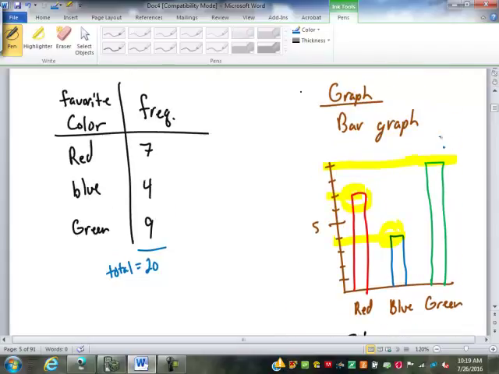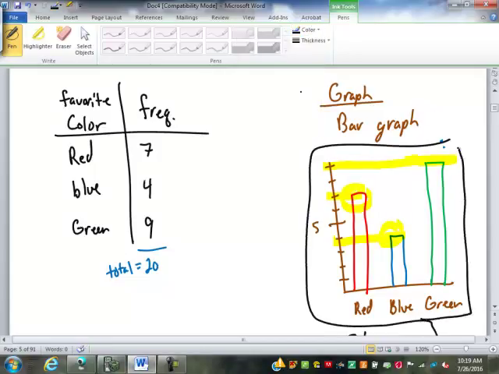When I made this graph here, I did something I shouldn't have. I did it on purpose. Can anybody tell me what it is that I should not have done? I should not have, and there's different arguments on this. Newspapers and magazines do what I did all the time. I should not have made the bars different colors.